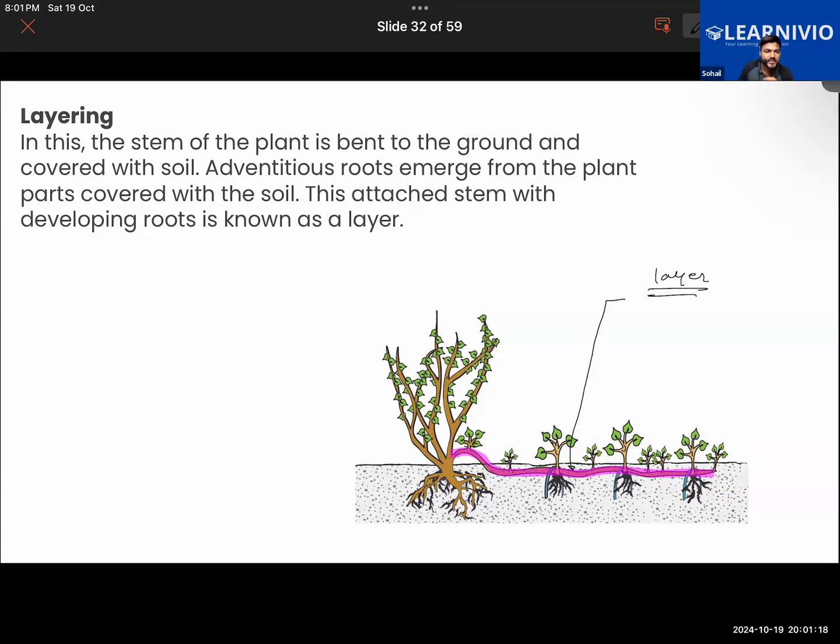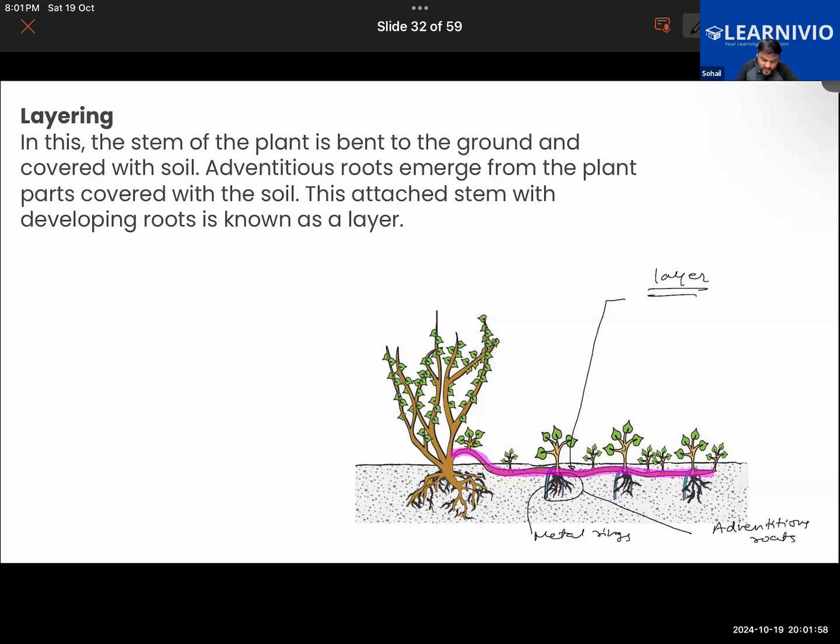Sure. In this method, what we have done here is taken one of the stems of the plant, and now we are bending it towards the ground with the help of these metal rings. As we can see here, these are metal rings. We are going to hammer them into the ground so that they hold the stem close to the ground. Also, we'll be covering it with soil, and we will see that roots will start to grow from it. What kind of roots will be developing? These are special roots, and we call these adventitious roots.